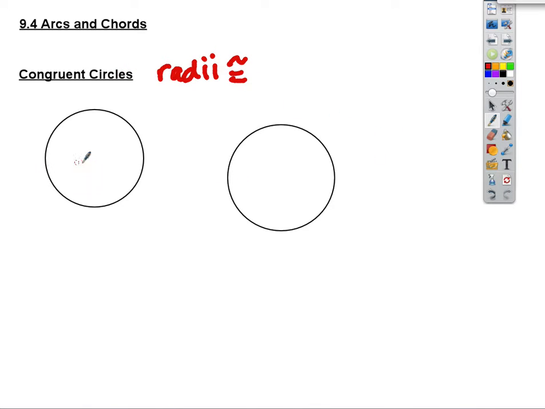So two circles are congruent when their radii are congruent, because look at this circle. If their radii are both 5 units, that means no matter which way I draw it from the center, any point on the circles will be 5 units away from the center. So in order for circles to be congruent, their radii have to be congruent.